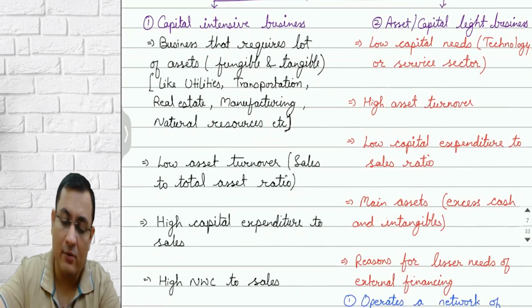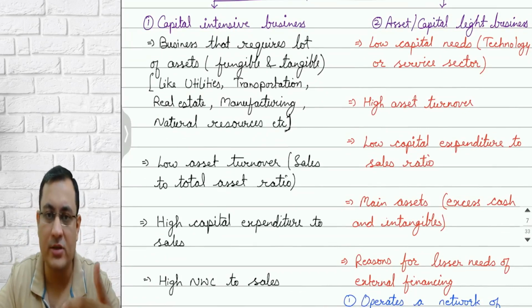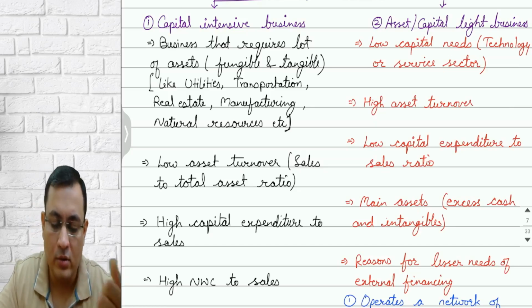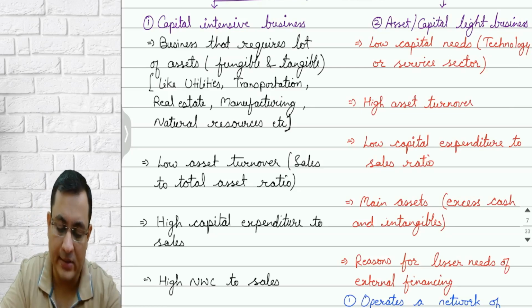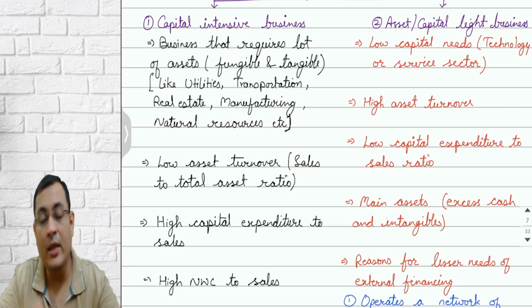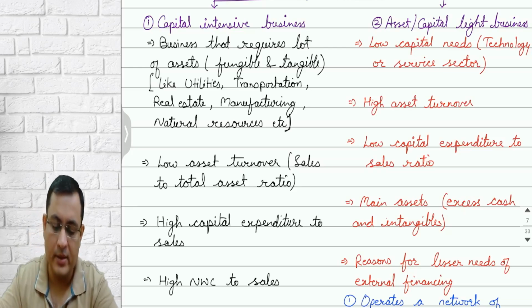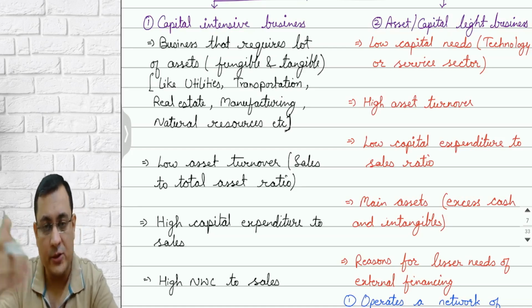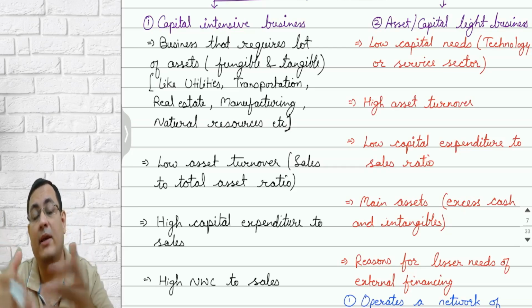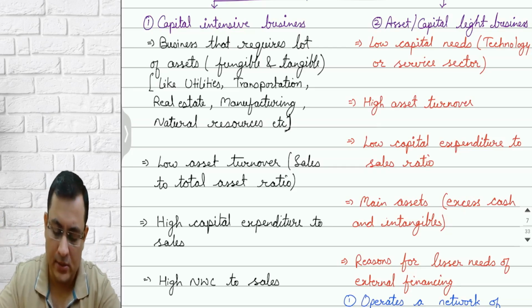A business that requires a lot of assets: plant machinery, land and building, furniture, fixtures, and stock inventory you need to hold. All these are going to require more finance. Manufacturing, real estate, natural resources, mining, etc. In that case, your sales to asset ratio will of course be low because your denominator is higher. Your capital expenditure to sales will of course be high because you will need more capex every time you want to expand, or even for continuing your business.